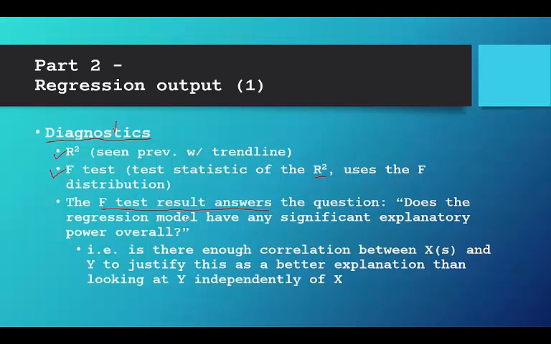Is there something about the way you've set this up that tends to explain the variation in the dependent variable? So here you ask, is there enough correlation between the x or all the x's that you've chosen and y, the dependent variable, to justify this as a better explanation than looking at y by itself? Independently of x means just looking at the average of y. So if it doesn't have any explanatory power, the f-test would fail. It would show up as not a significant result.